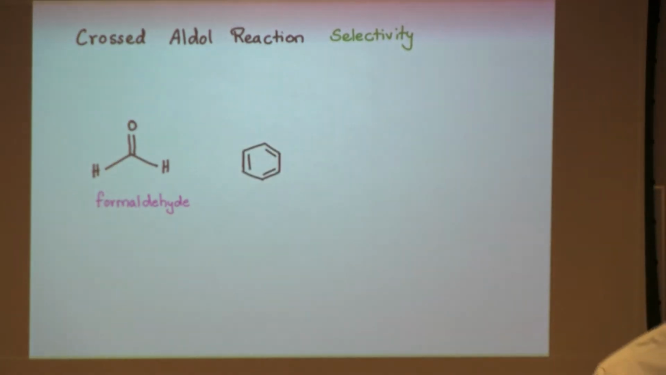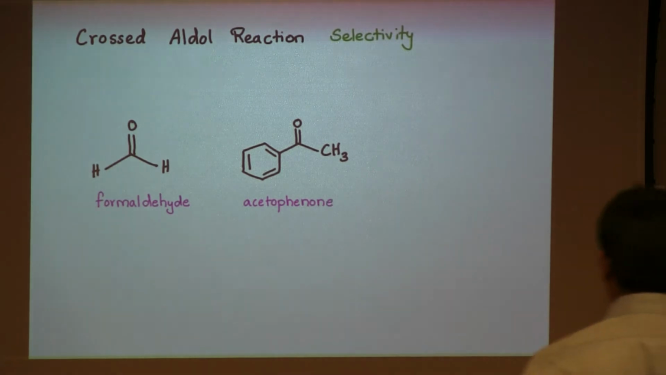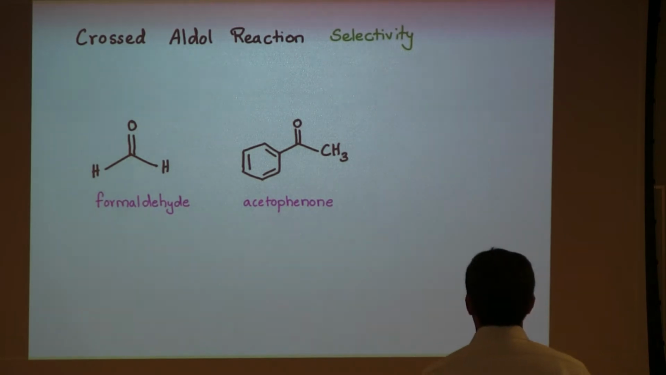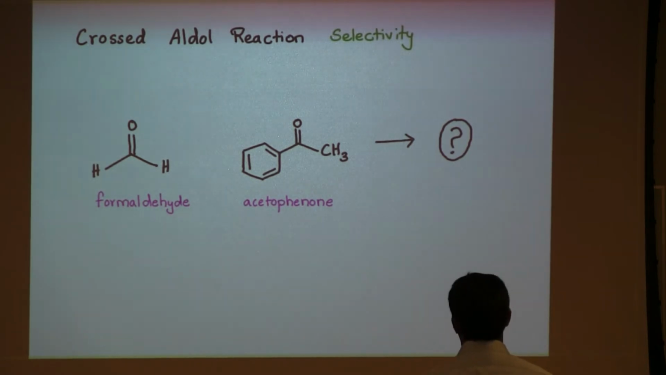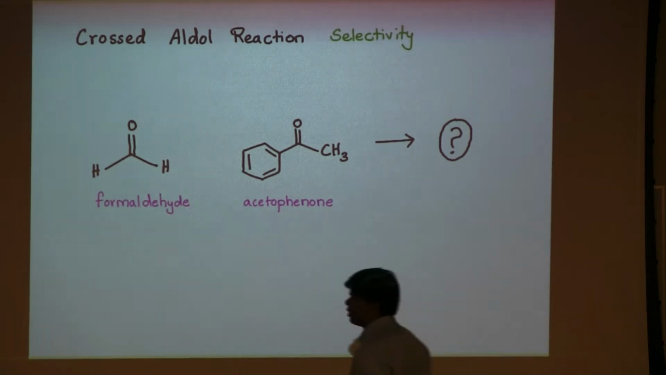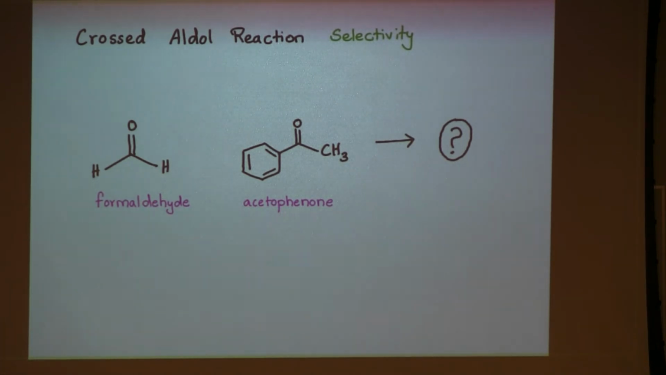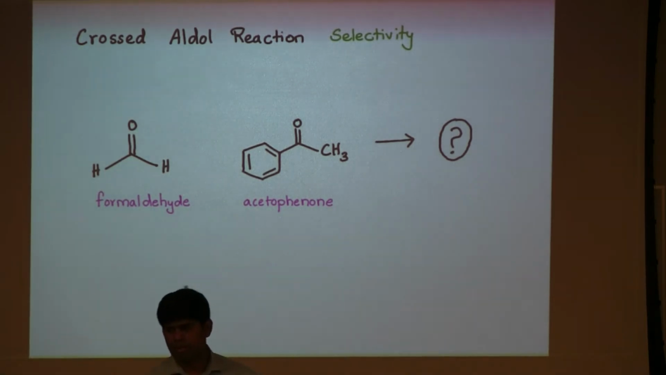Okay, let's choose another molecule that is acetophenone. Now, can you draw the product of this? Formaldehyde does not have an alpha carbon, so that can only act as an electrophile. Acetophenone, that's what we used in last week's lab, has an alpha carbon. You can deprotonate that and get an enolate that is a nucleophile.